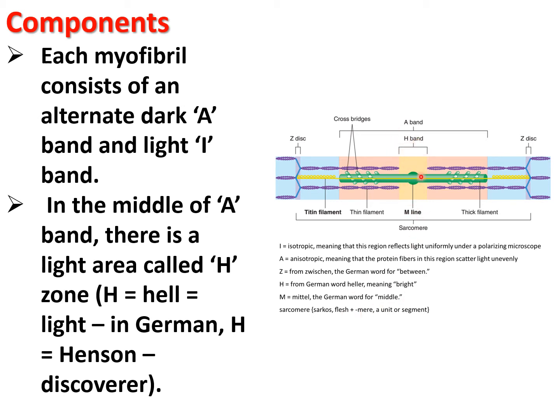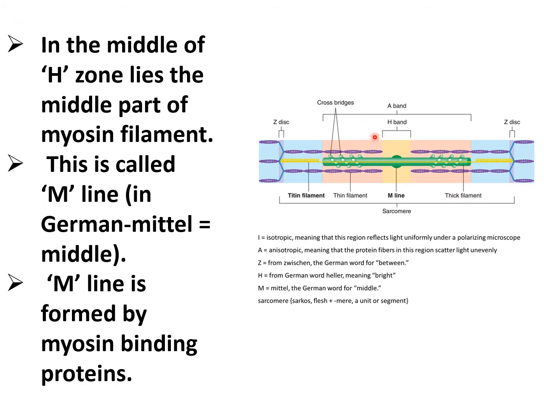And in the middle of the H band, there is the M line. M comes from the German word Mittel, and the meaning is middle. Sarco means flesh, and mere means unit or segment. So sarcomere means a segment, the contractile unit of the muscle fiber. In the middle of the H zone lies the middle part of the myosin filament, known as the M line. The M line is formed by myosin binding protein.